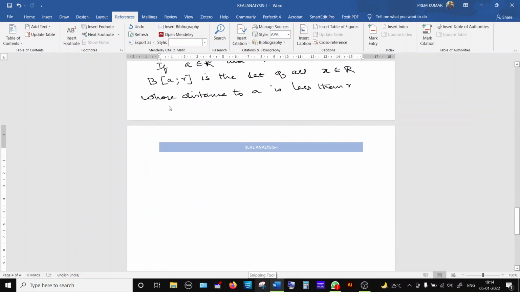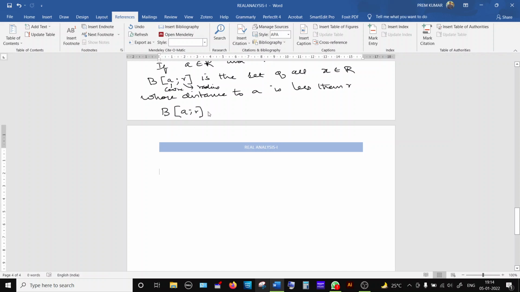I will write it in set notation. What is B of A colon r? It is a set. We give it the name open ball, and we name this A as the center and this r is called the radius. Since it is a ball, we say that it has some center and a radius.